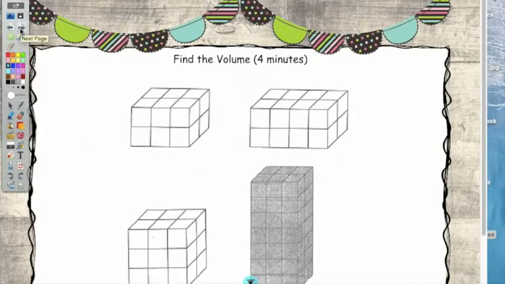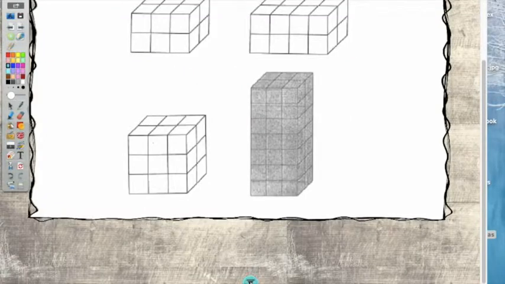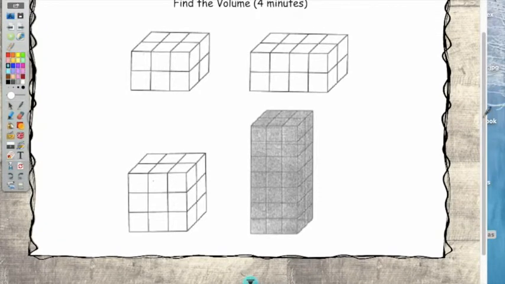How's volume different than area? There are 3 dimensions: length times width times height. There's 3 measurements. So there's a couple ways I could figure this volume. I could just count all the cubes on top and double it, and do the layers like we have been.